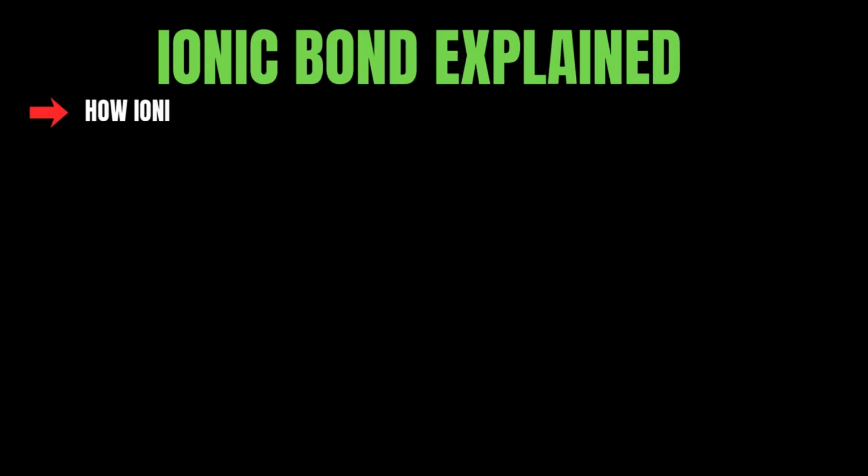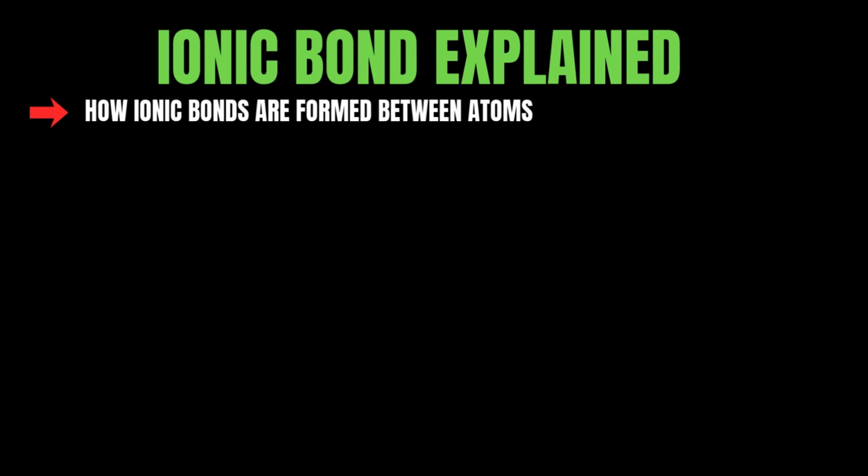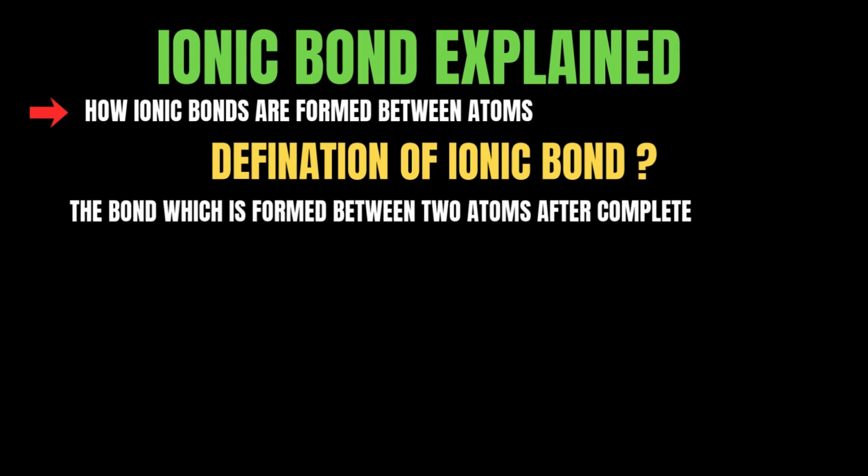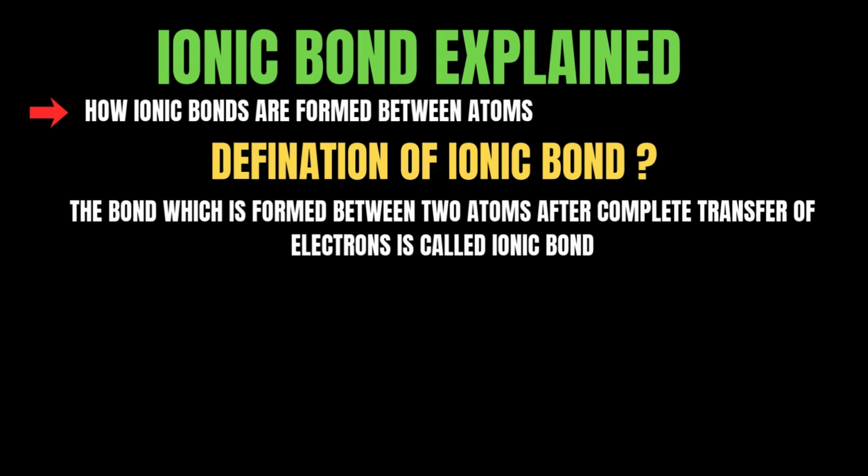Ionic bond explained. In this video, you will fully understand how ionic bonds are formed between atoms. First of all, you need to understand how we can define ionic bond. Keep in mind, the bond which is formed between two atoms after complete transfer of electrons is called ionic bond.